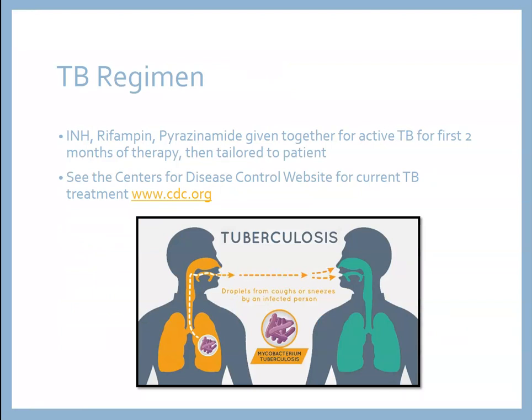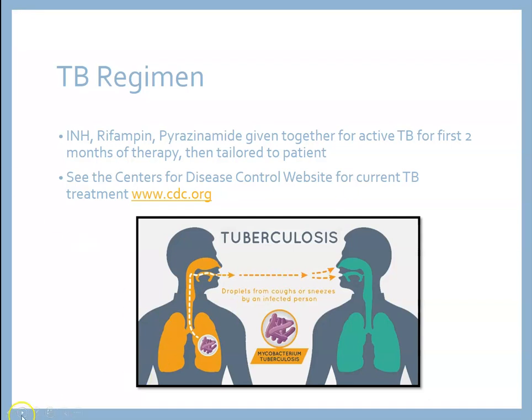The regimen that we use is these 3 drugs, INH, rifampin, and pyrazinamide. And they're given together for the first 2 months of therapy and then tailored to the patient based on what the patient has. And the TB treatment is changing all the time. So it's something that you can go to the CDC if you want to see what current treatments are.